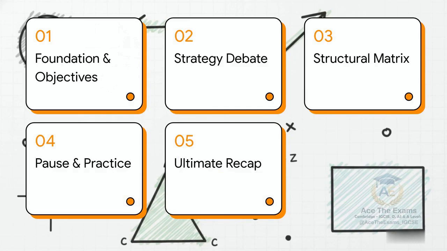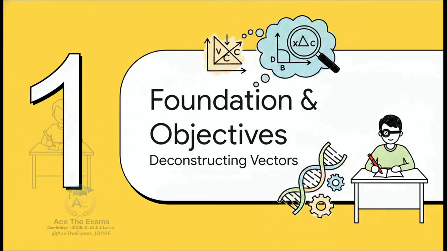We've got 5 steps. 1. Foundation and objectives. 2. A strategy debate. 3. The structural matrix. 4. A pause and practice challenge. And 5. Our ultimate recap. Let's dive in. Starting with Act 1, we are deconstructing the exact target questions you'll see on the paper.